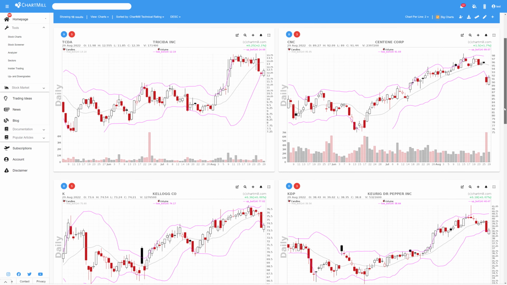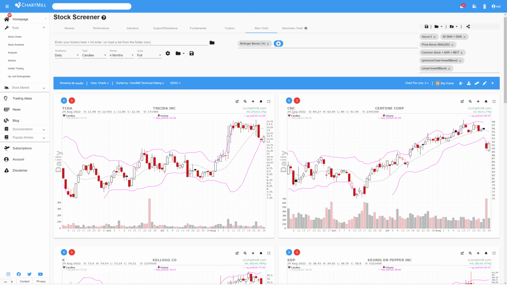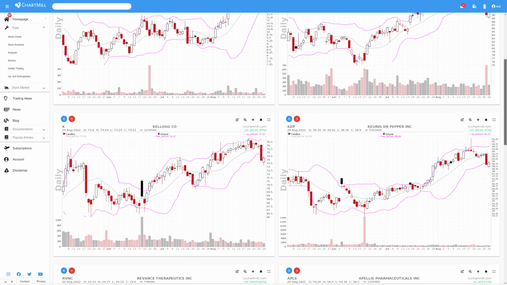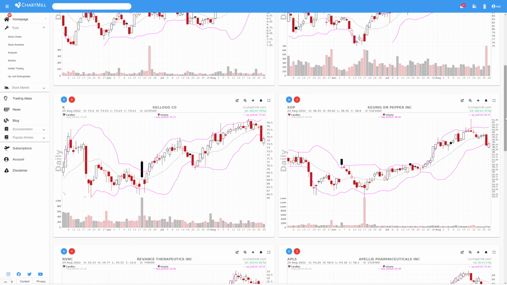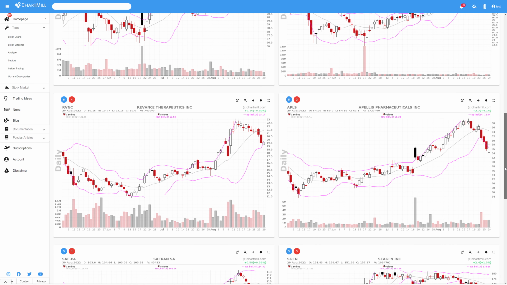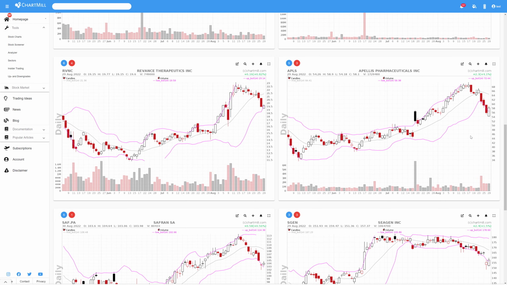So in this case, for example, CNC seems like a nice one. I'm going to add this one to my mean reversion watch list. And then APRLS, 3 consecutive downward candles, bearish candles, with a close below the lower Bollinger Bands, and now the most recent candle has a close above the Bollinger Bands, so adding this one also to my watch list.